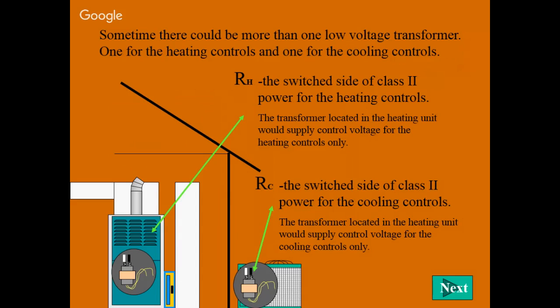Because it's going to be the switch side of the class 2 power for heating controls. RH is what we're reading: power from heating only transformer, RH, power from heating only. So we have R meaning power and H meaning heat. And then the opposite of that is going to be RC, our power from our cooling only transformer. That's another pretty important part for us.